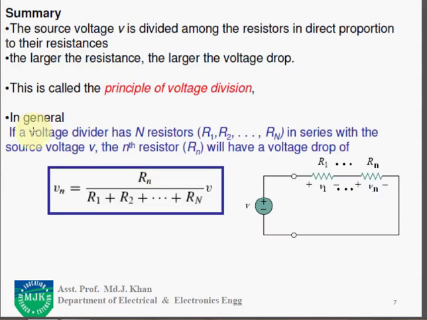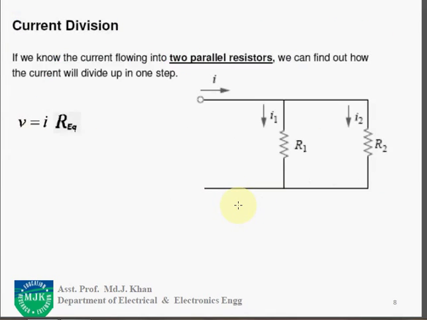And in general, if a voltage divider has n resistors R1 to Rn in series with the source voltage V, the nth resistor Rn will have a voltage drop Vn equal to Rn upon the total resistance connected in series, into V, the supply voltage. Now let us see how the current division rule works.